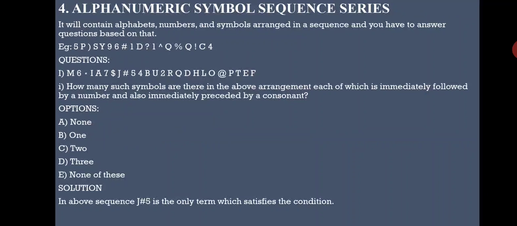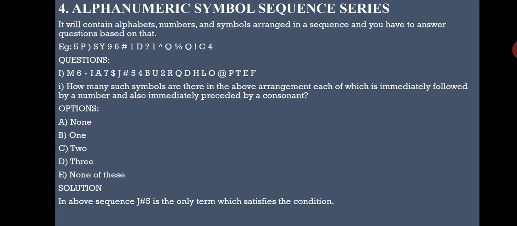So the fourth type is alphanumeric symbol sequence series. Here it consists of alphabets, numbers, and symbols. Okay, here the question is given. M6 star IA, right, is the question term. How many such symbols are there in the above arrangement, each of which is immediately followed by a number and also immediately preceded by a consonant? We need to check a symbol which is immediately followed by a number and also immediately preceded by a consonant. So before the symbol will be a consonant, after the symbol will be a number.